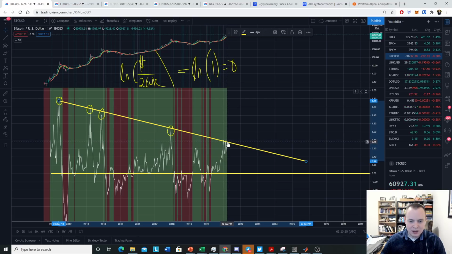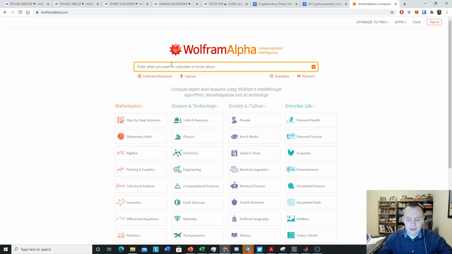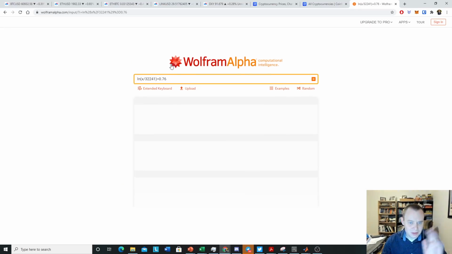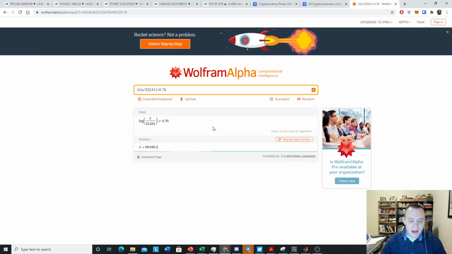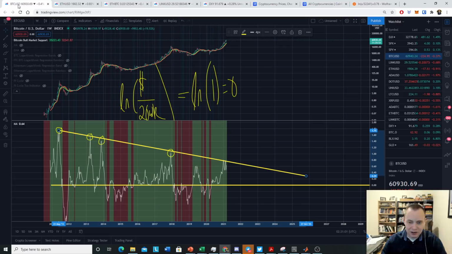Now, if we were to come back up to the top of this trend line, like the last two peaks, basically at the same level, let's say around 0.76, 0.77, somewhere in that ballpark, we need to identify what price would correspond to that. Well, the first thing we can do is look at the 20-week moving average. It's currently at 32,241. So if we take the natural log of the price over 32,241 and set it equal to approximately 0.76, then we know that a price of Bitcoin going to approximately $69,000 would put us back on this trend line.